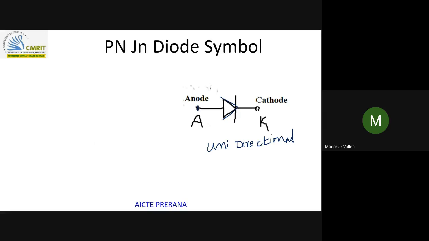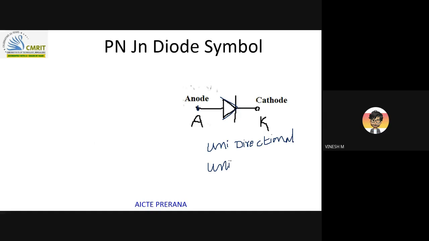Now tell me, unipolar, bipolar, I will tell you. If the current flowing in that particular element is only because of any one charge carrier, either hole or electron, any one only contributing the current, then that device is a unipolar device. Whereas if both electrons and holes contribute to the resultant current, then that device is called a bipolar device. So tell me, will the diode be unipolar or bipolar?